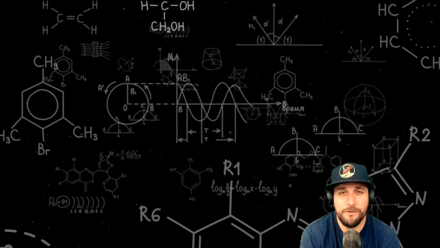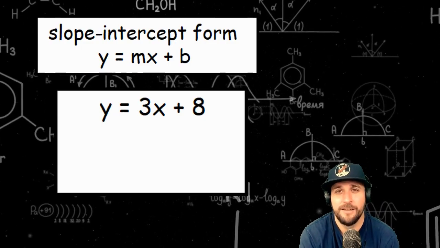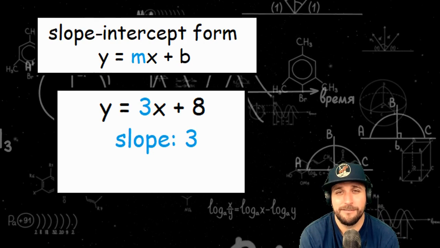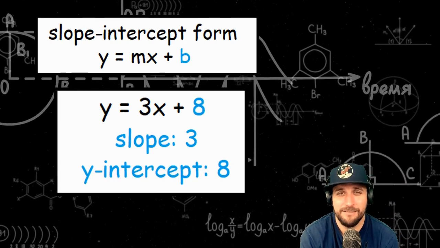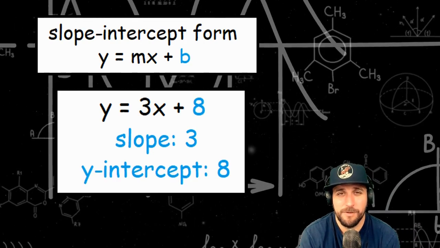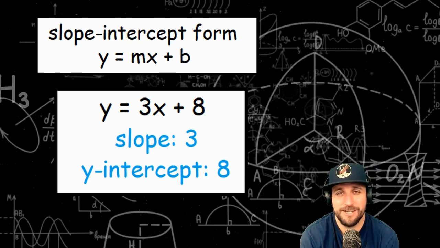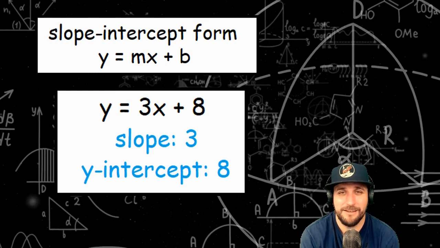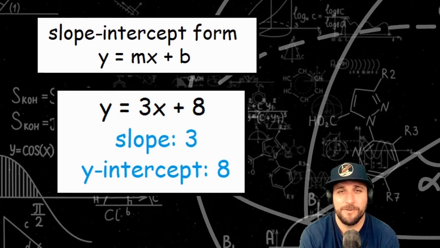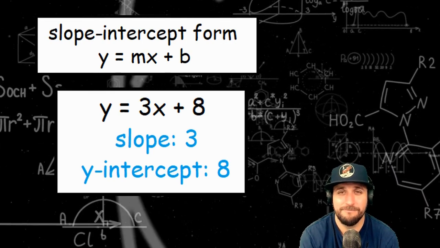On example 1, y equals 3x plus 8. My slope would be 3, and my y-intercept would be 8. 3 is the number multiplying x. It would be my m when it's written in standard form, which it is, and 8 is the number getting added. So slope 3, y-intercept 8.